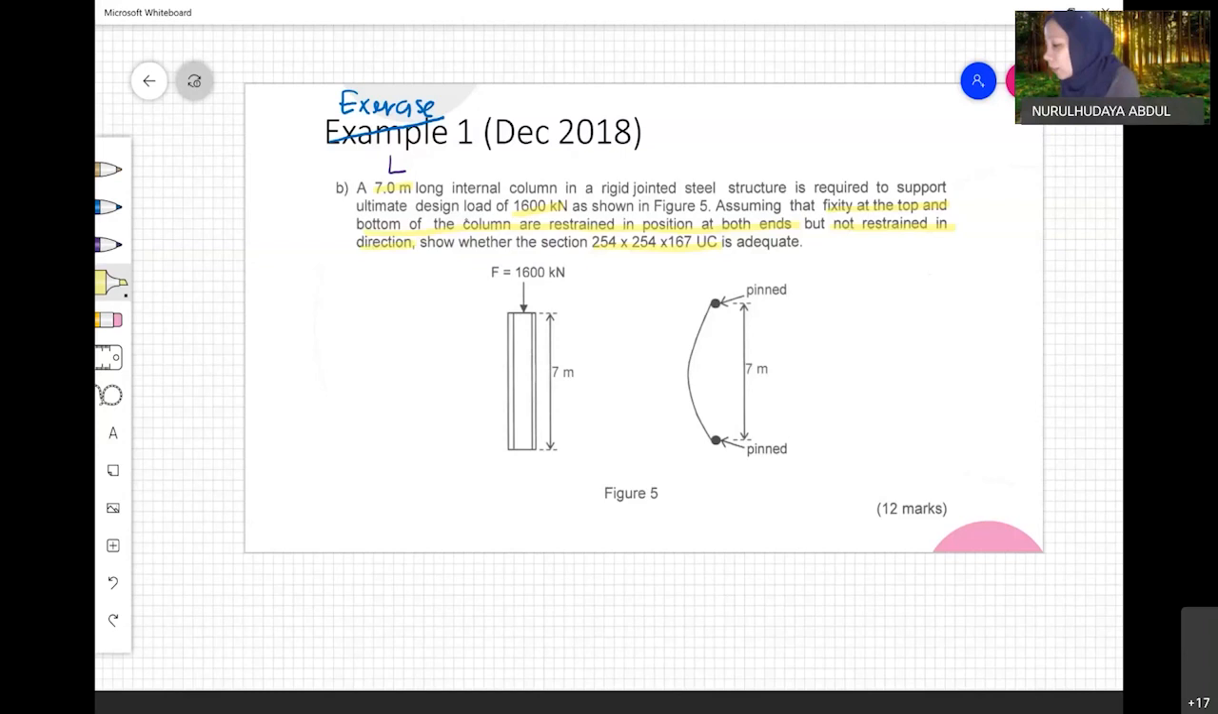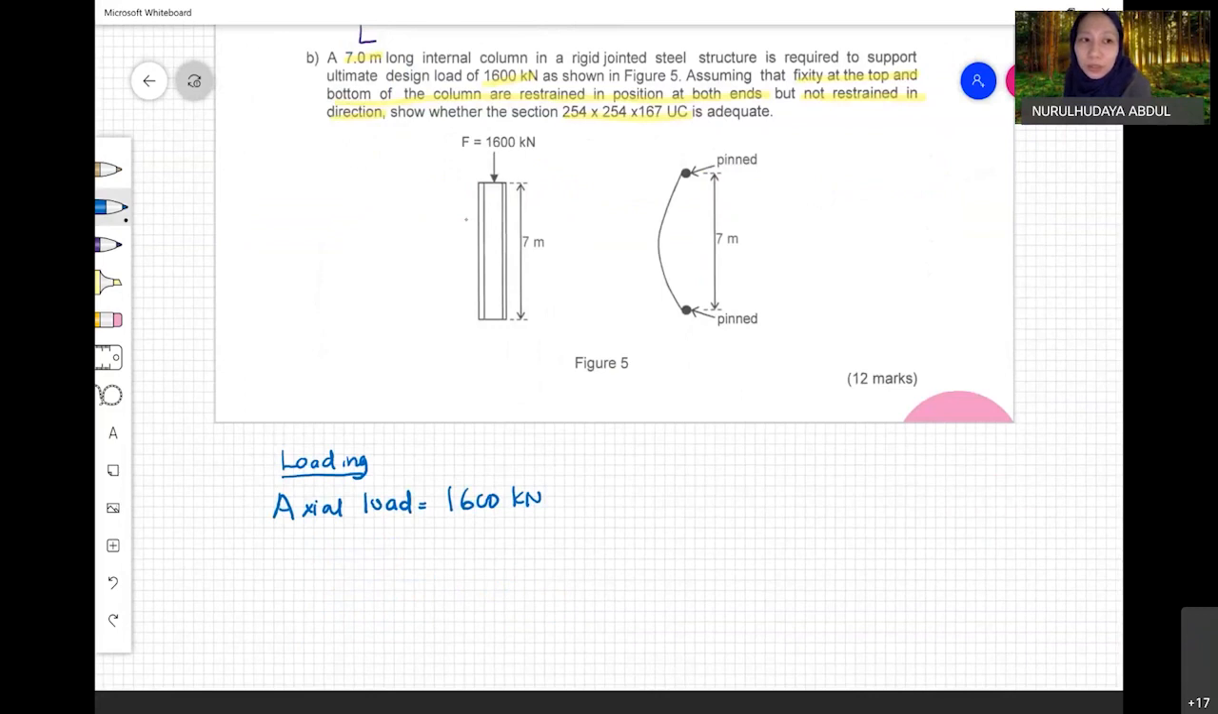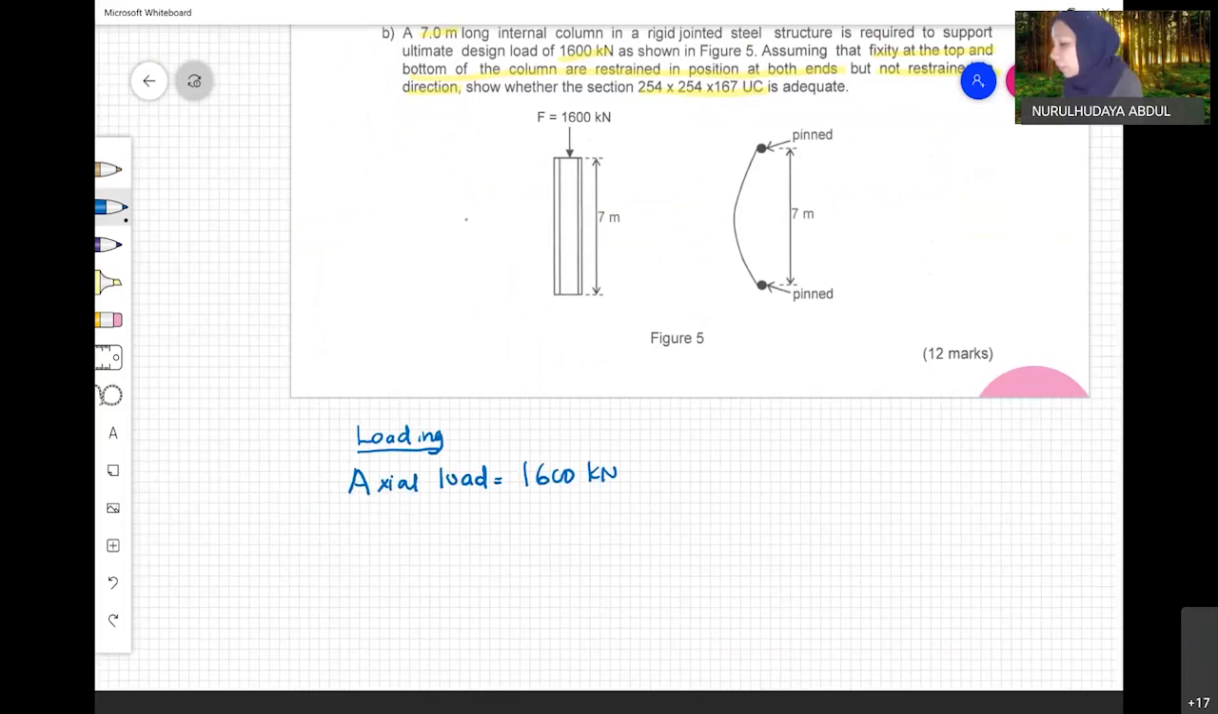First, what we need to do, normally we calculate the loading, but since the loading is already given, we don't need to calculate the load. We can simply write the load equal to 1600 kilonewton. Okay, so that is the axial load. We need to find the effective length. To find the effective length, we need to know what factor we should use, and to find that, we refer to the table.